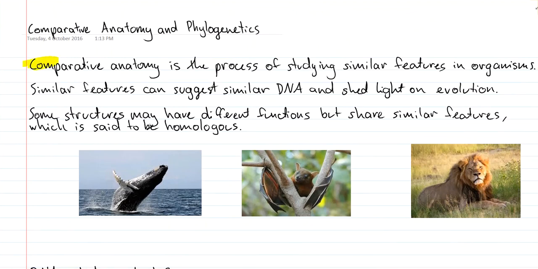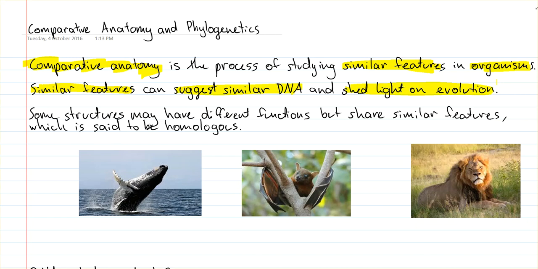Comparative anatomy is the process of studying similar features in different organisms. So it's looking at organisms and what are some of the similarities we can see in their features, and structurally what are the similarities that we can observe. The reason why we might want to do this is because similar features can suggest that they might have similar DNA, and it's also going to shed light on evolution.